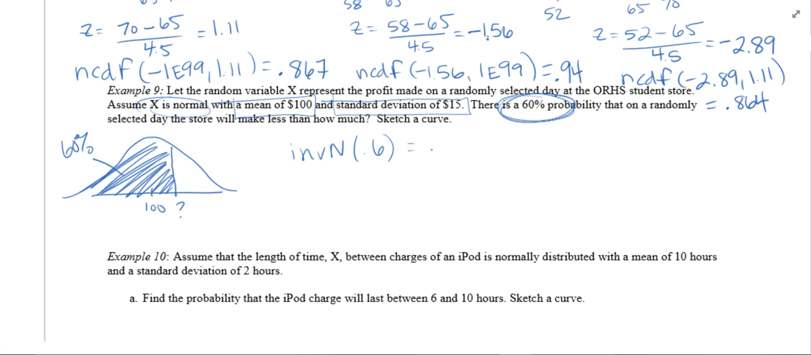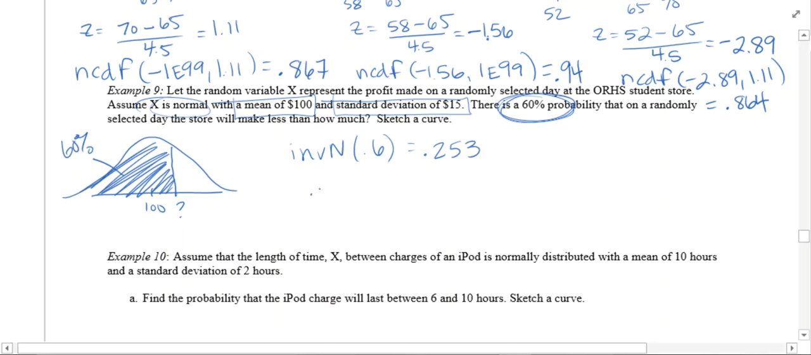So inverse norm is right by normal CDF. So you go to second distribution, down to inverse norm, and we're going to do 0.6. Okay, so that comes out with a z-score of 0.253. So make sure you note that that's still a z-score. That's not our answer. Okay, so we're going to plug that back into our z-score formula.